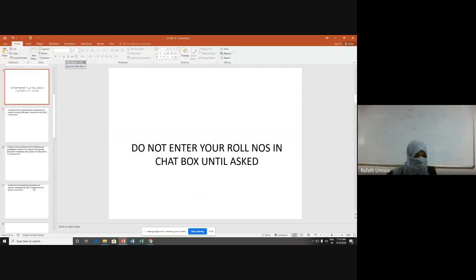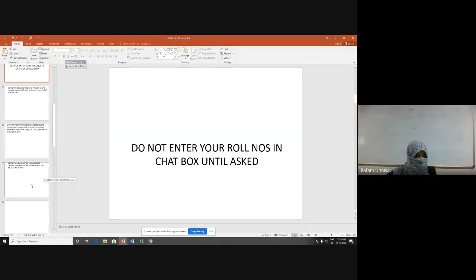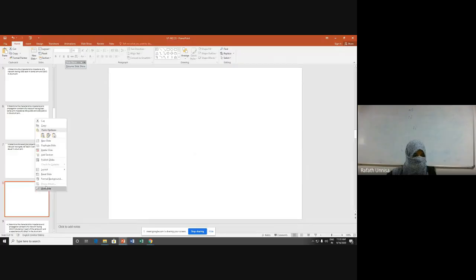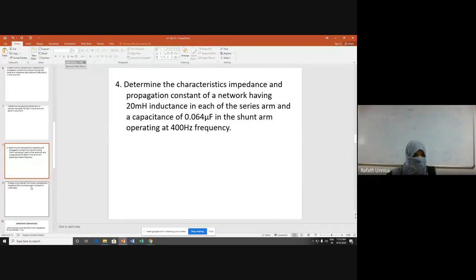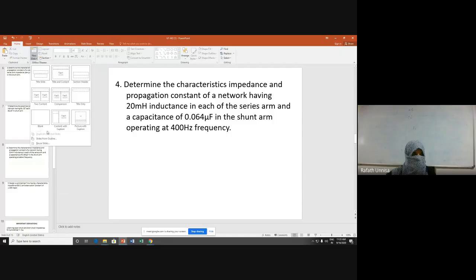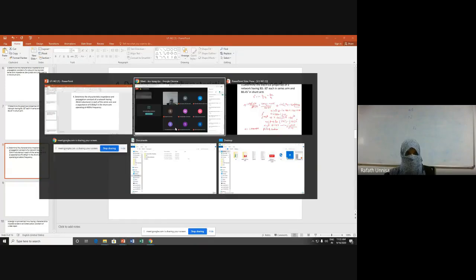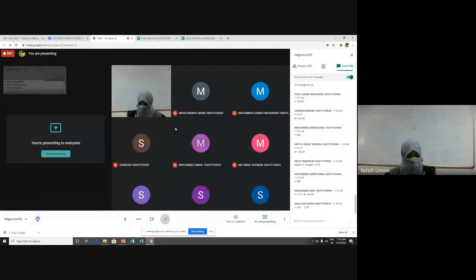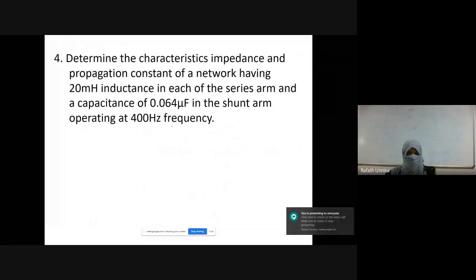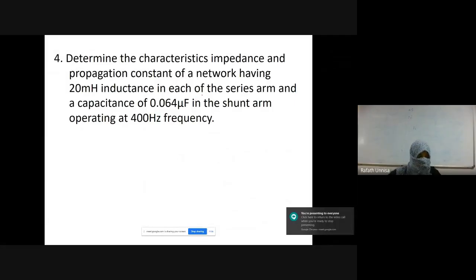Yeah. So next problem is we are having... okay. So our problem is with respect to determining the characteristic impedance and propagation constant of a symmetrical T network only.